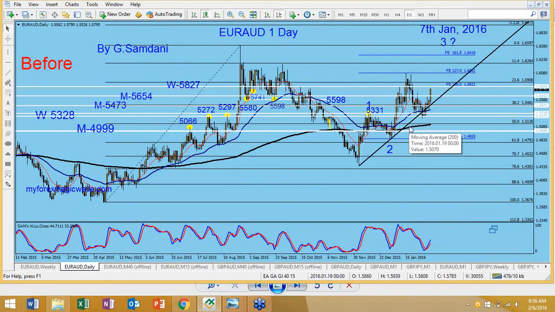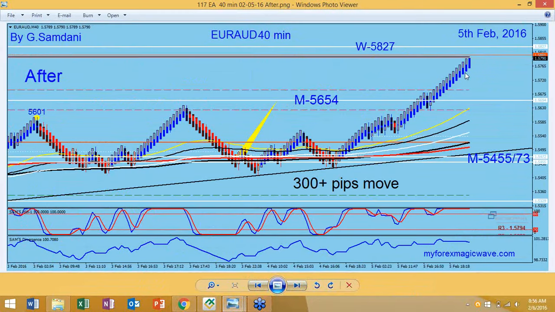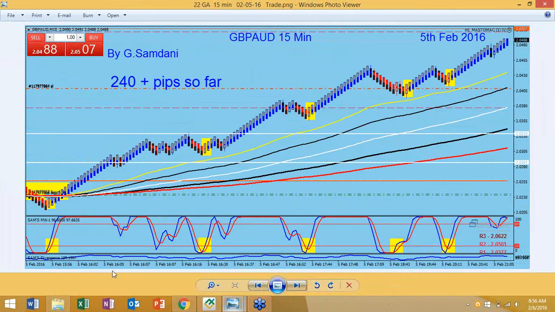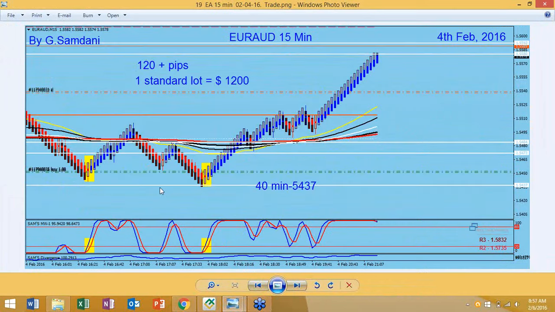This is what happened. Yeah, I mean Friday. So how hard is it to know that it's bouncing from the tier and then start taking. And my 40-minute setup was here, right? This is my before chart for Aussie 40-minute setup on the 3rd. And what happened to this? Gone with the wind. 300 pips. And out of that, I took mine here on the 5th, all of that, and on the 4th, all of that. So it's that easy, right?